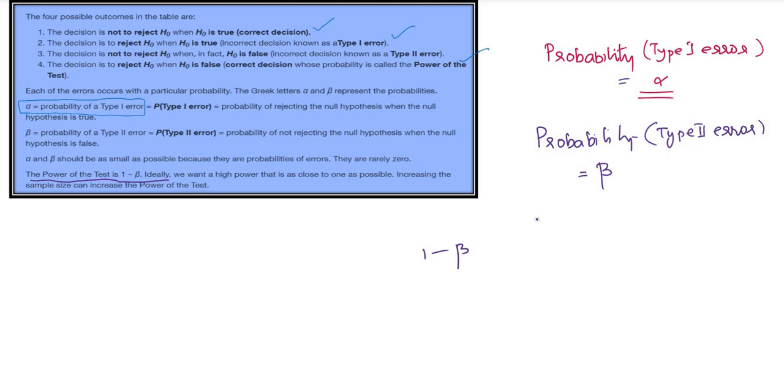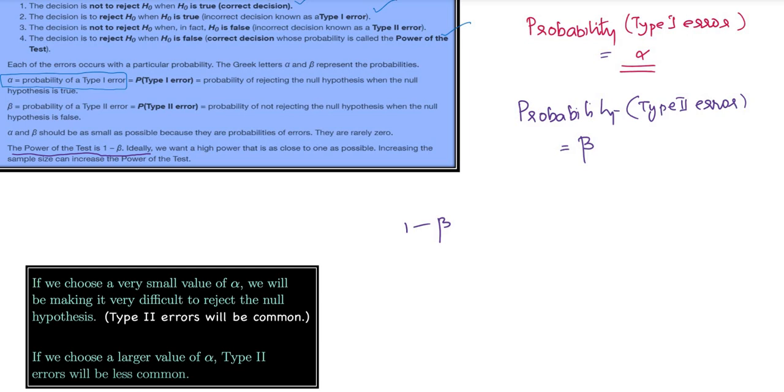So alpha and beta should be as small as possible because they are probabilities of errors. The probability of making a type 1 error should be minimum, and the probability of making a type 2 error should also be minimum. That is for a good decision or a good test. And 1 minus beta is taken as the power of the test. Alpha is the significance level.